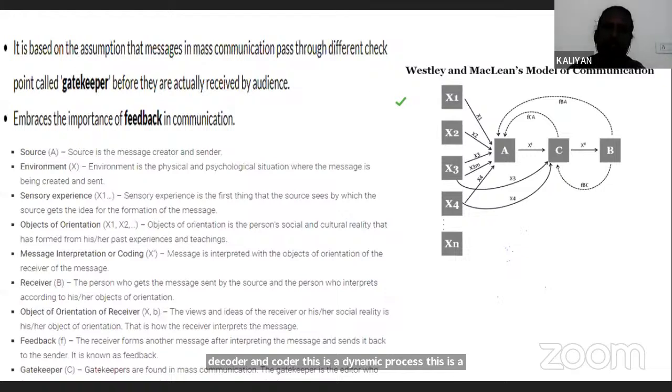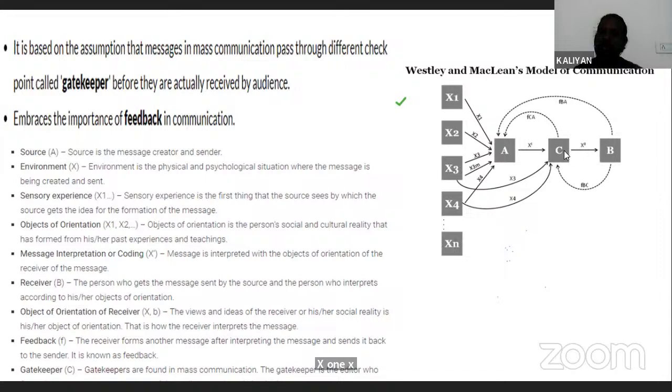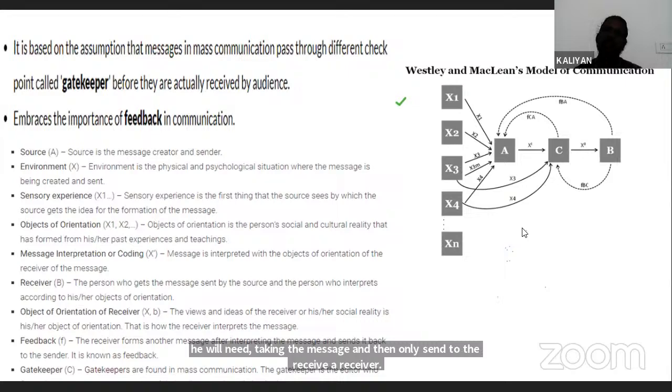And second is the Westley-MacLean model. It is based on the assumption that a message in mass communication passes through different checkpoints. That means there is a gatekeeper. The gatekeeper analyzes the message, and only then sends it to the receiver. In this picture, x1, x2, x3 mean different variables, A is the source, B is the receiver, and C is the gatekeeper. He checks the message and only then sends it to the receiver. So this is the Westley-MacLean model.